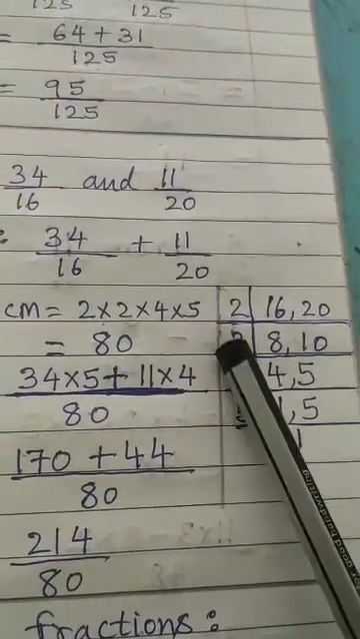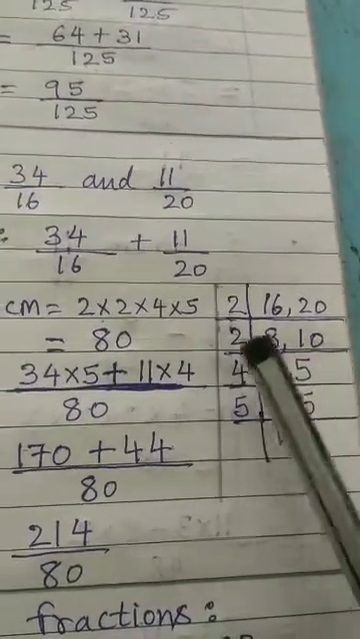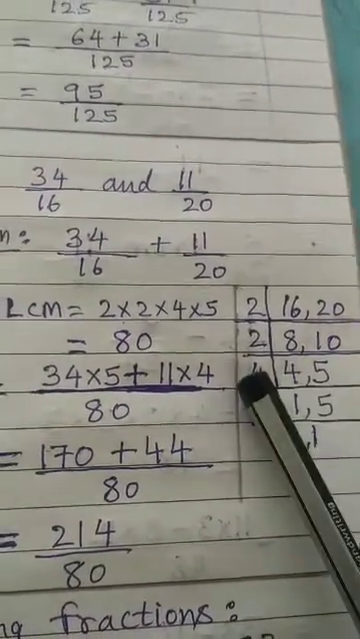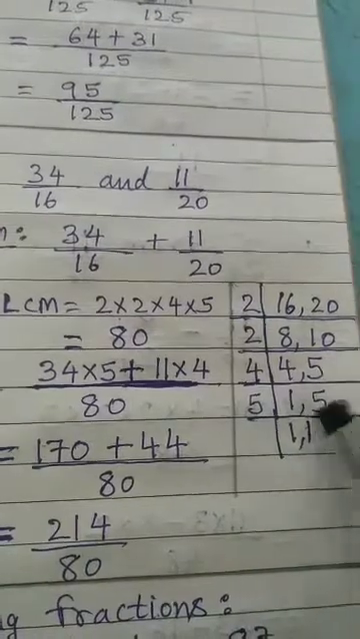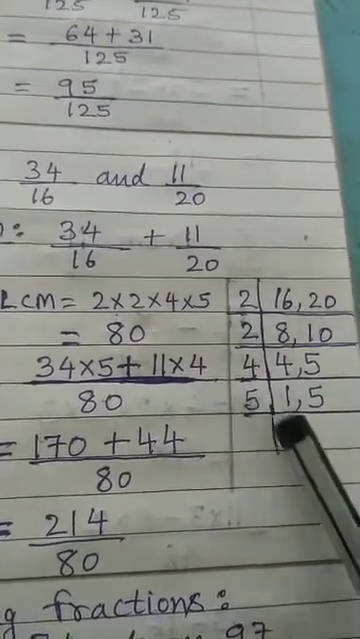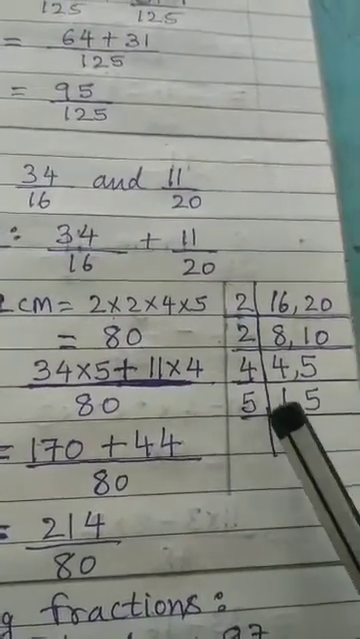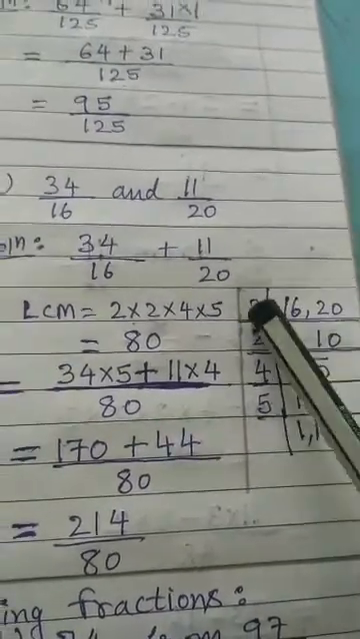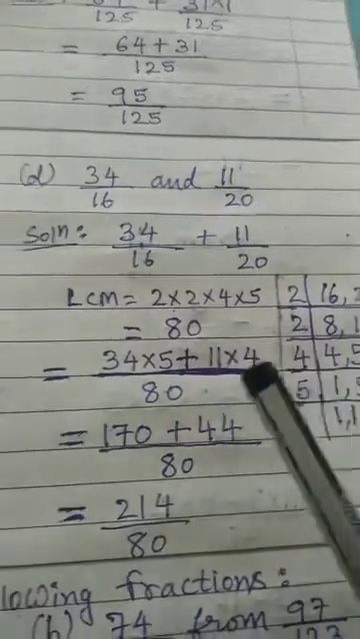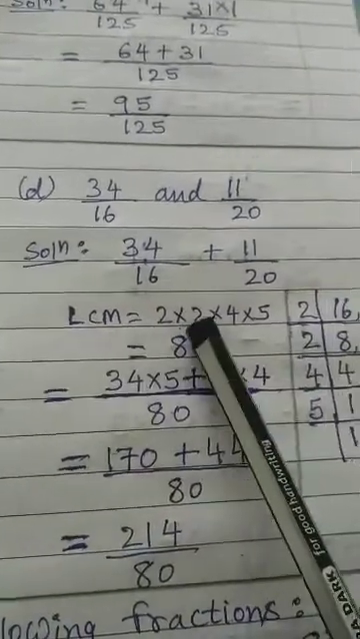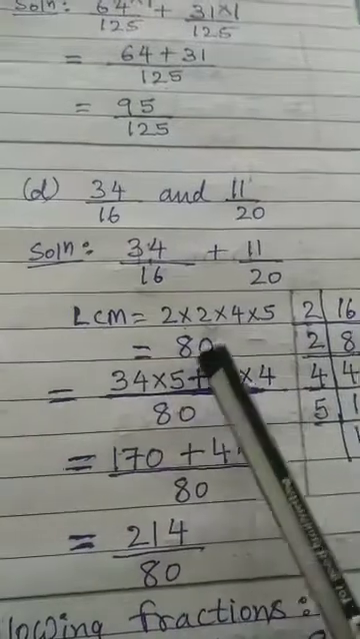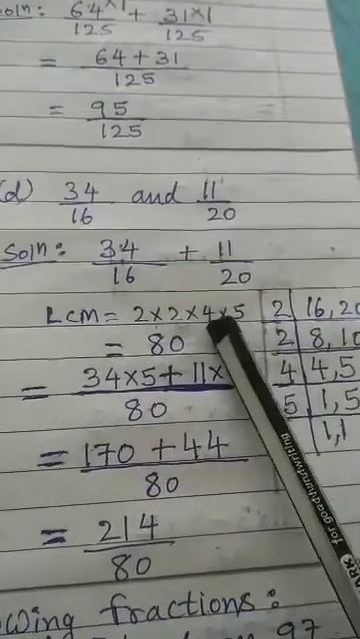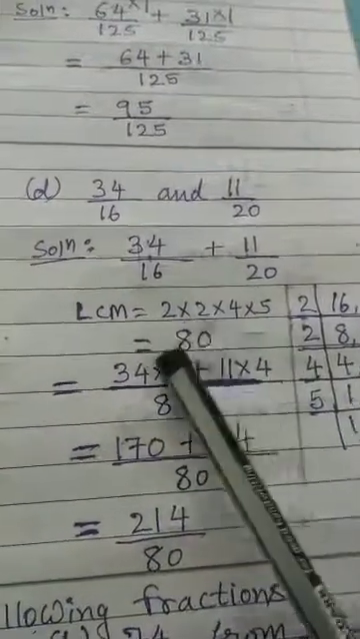8 and 10 again come in the two tables: 2 4s are 8, 2 5s are 10. 4 and 5 come separately. So take 4, 4 1s are 4, 5 as it is. Next 5 tables, 5 1s are 5. So the LCM is multiplying these digits: 2 into 2 into 4 into 5. You will get 80. 2 2s are 4, 4 4s are 16, 16 5s are 80. So this is the LCM.